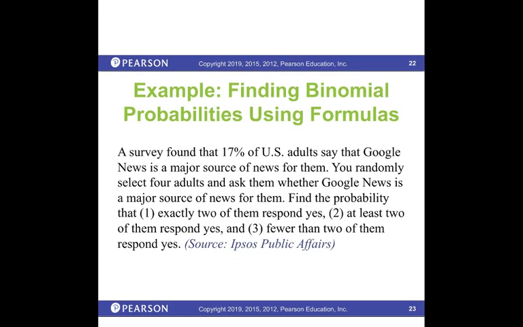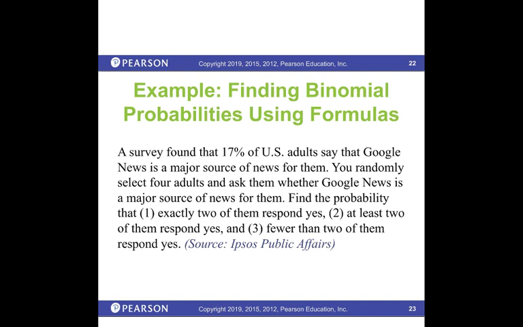So a survey found that 17% of U.S. adults say that Google News is a major source of news for them. We randomly select 4 adults and ask whether or not Google News is a major source of news. Find the probability exactly 2 of them say yes, at least 2 of them say yes, and fewer than 2 of them say yes. Okay. So let's do our PDF.